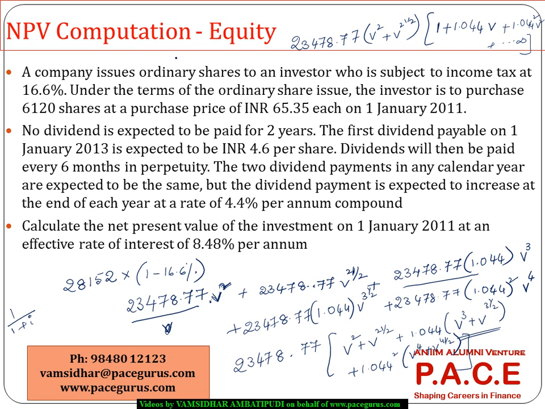So overall, now I can apply an infinite geometric progression. Infinite series geometric progression for this part, a divided by 1 minus r. So 1 minus 1.044 into v. And v, we know it is 1 by 1 plus I. I is 8.48%. So it becomes 1 by 1 minus 1.044 divided by 1.0848. So we can find out the second, the one that is in the bracket.